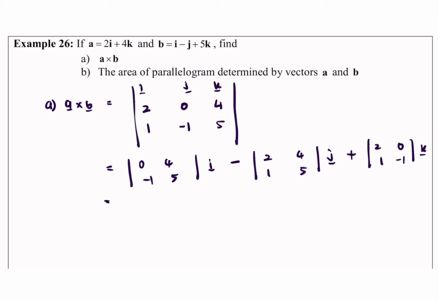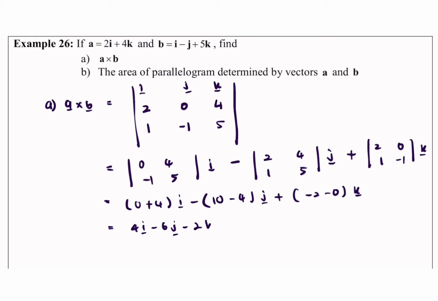Okay. Sekarang saya akan solvekan determinant 2 by 2 ni, so saya akan dapat sini 0 plus 4i minus 10 minus 4j plus negative 2 minus 0k. So saya akan left 4i minus 6j minus 2k. Okay, so settle untuk vector A cross vector B.